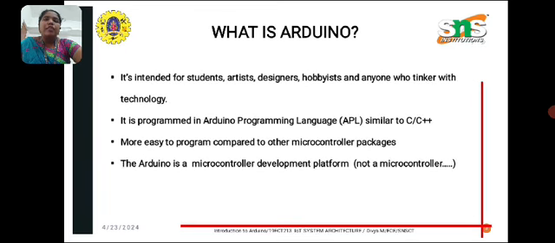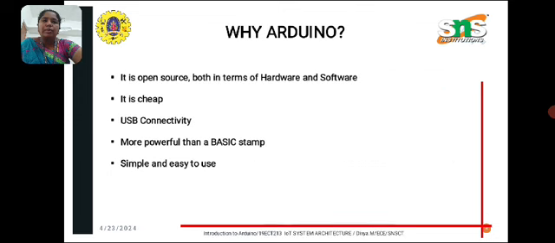It is intended for students, artists, designers, hobbyists, and anyone who tinkers with technology. It is programmed in the Arduino programming language (APL), similar to C and C++. It is easier to program compared to other microcontroller languages. This Arduino is a microcontroller platform, not a microcontroller.